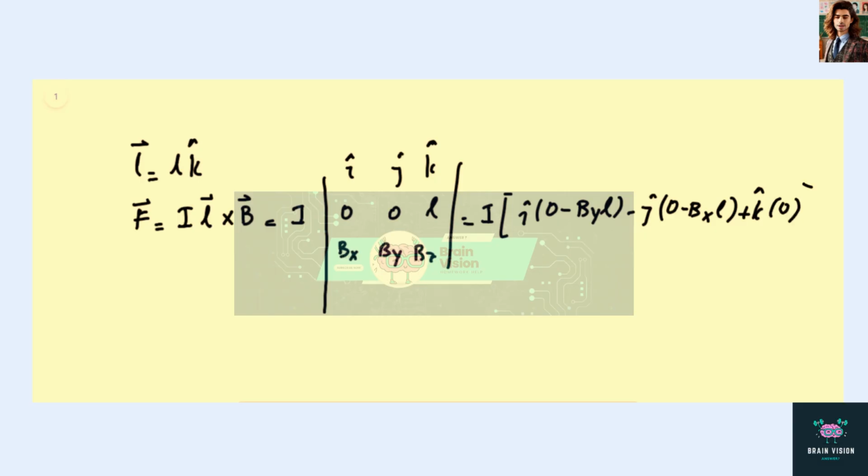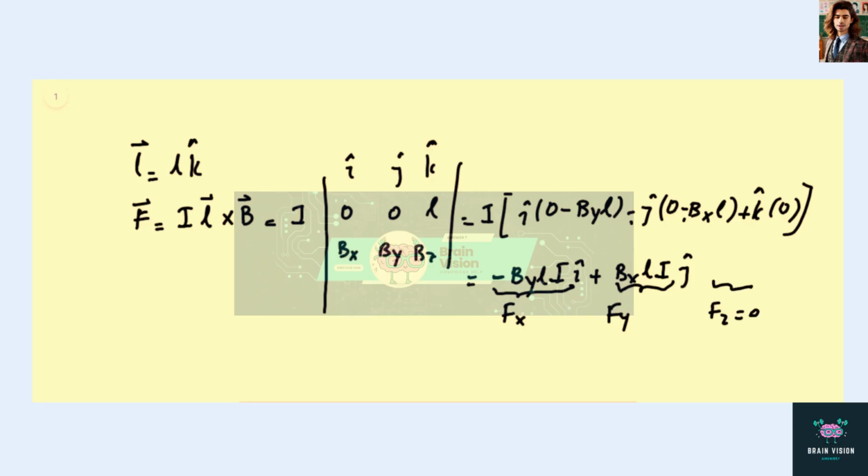So we don't have a Z component for the force. So then what we have along the X direction is negative BY L I, I hat. And negative times negative is positive, BX L I, J hat, for our force. So this term is the X component, this term is the Y component, and as you know, we have the Z component that is equal to 0.